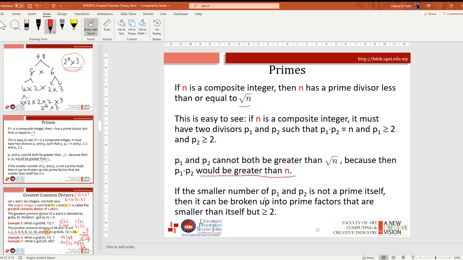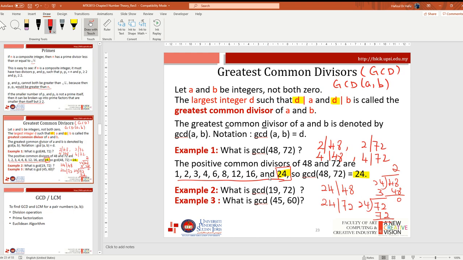If the smaller number of p1 and p2 is not a prime itself, it can be broken up into prime factors that are smaller than itself but must be greater than or equal to 2. So we have the greatest common divisor, or we can call it the GCD.